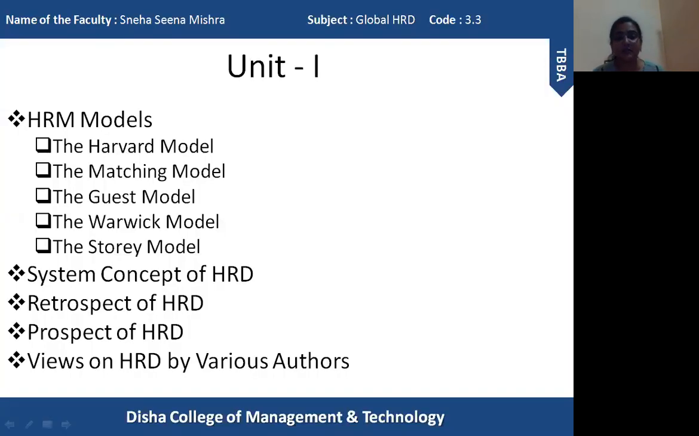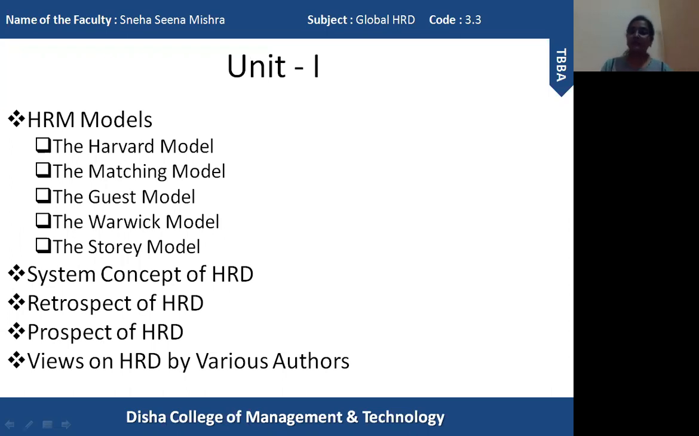Okay. Then comes the system concept of HRD. This is another important topic because HRD works as a system. It has different subsystems within it, whether it is training and development, performance appraisal, recruitment, selection, counseling, or quality circles. The system concept of HRD actually means that HRD cannot be executed in an isolated way. It must have other systems, and with a proper combination of those systems, together they create the system concept of HRD.